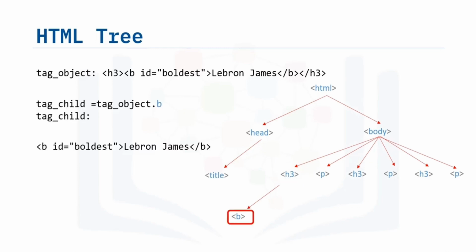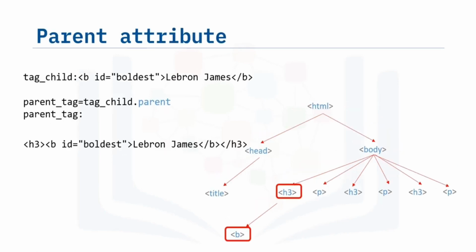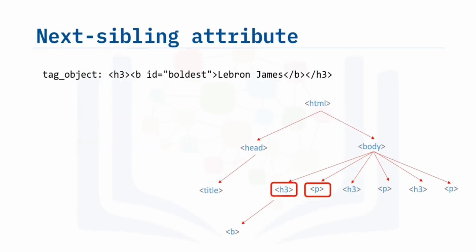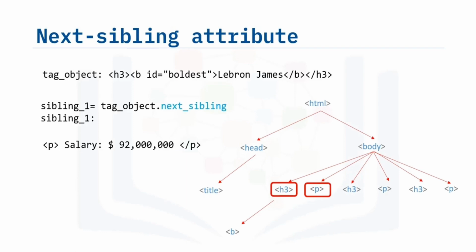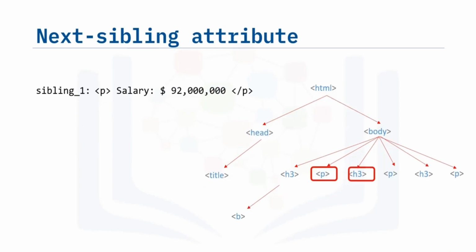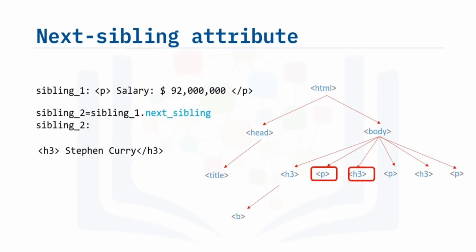We can access the child of the tag or navigate down the branch as follows. You can navigate up the tree by using the parent attribute. The variable tag_child is located here, and we can access the parent. This is the original tag object. We can also find the sibling of tag_object. We simply use the next_sibling attribute. We can find the sibling of sibling_1. We simply use the next_sibling attribute.